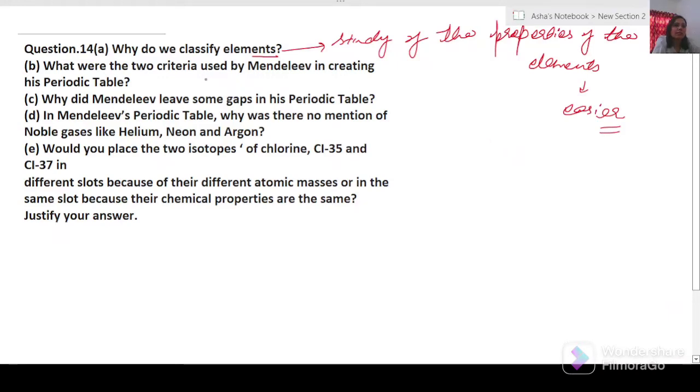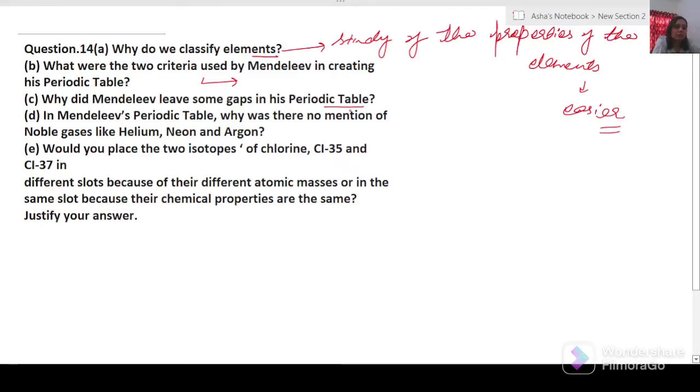What were the two criteria used by Mendeleev? This one I have told you many times. First is increasing order of atomic mass. Second, formulas of their oxides and hydrides. Why did Mendeleev leave some gaps in the periodic table? He left some gaps in the table for the undiscovered elements, and he has even given names to them, like aluminium and so on. There are examples in the NCERT book. You will have to remember them.